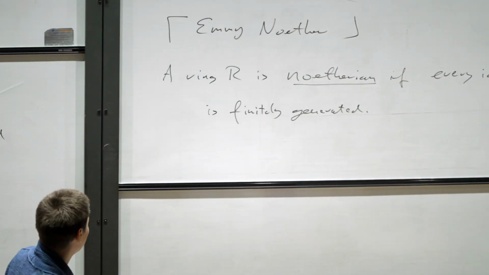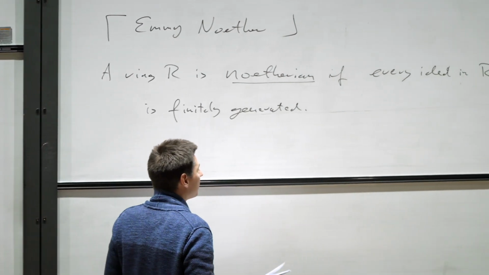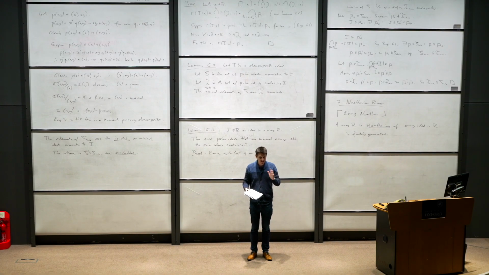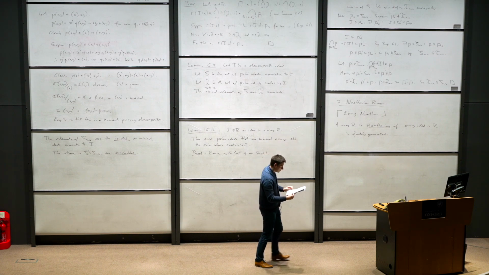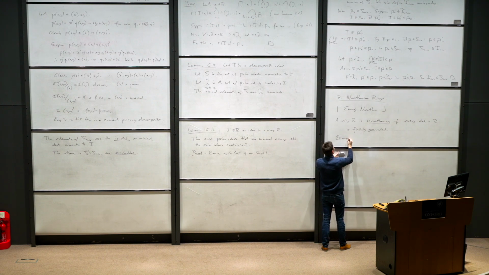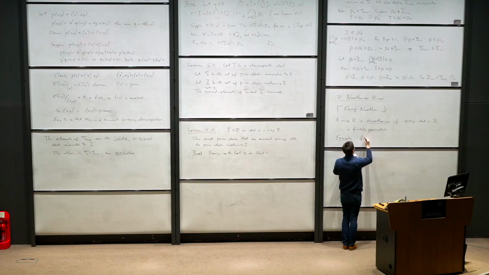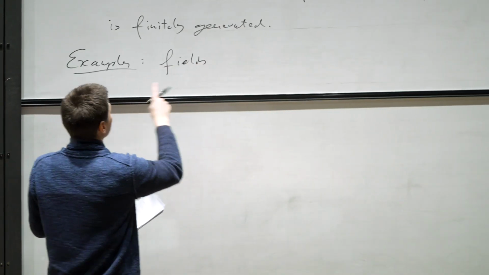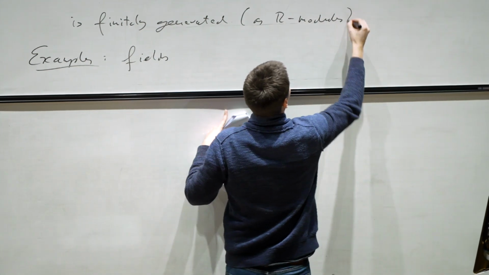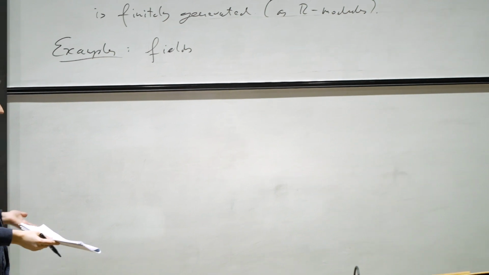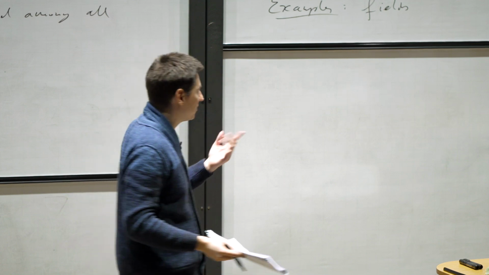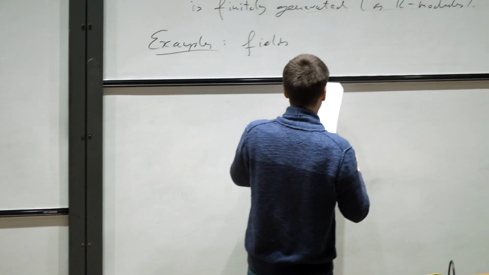Anyway, it turns out this is a very useful and very special property. It's special, but at the same time, the sort of rings that we actually care about all have it. So it makes sense to think about it. What are the examples? First of all, fields. Why is that? They are finitely generated as R modules. Fields only have two ideals, the zero ideal and the whole thing. Each of them is obviously finitely generated, one by 0, the other by 1. So that's not a very interesting example.